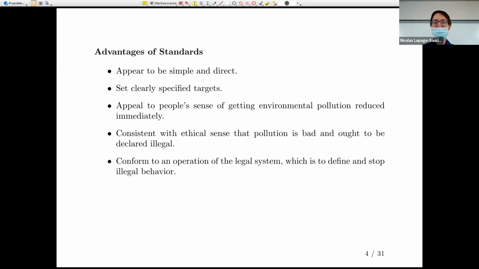But it's not easy to really show that if we don't do anything, we're going to be all dead in 100 years. But if we think we are, then of course you would just say we don't have time to wait, let's just make emitting CO2 illegal. It's also consistent with our ethical sense that pollution is bad and ought to be declared illegal.